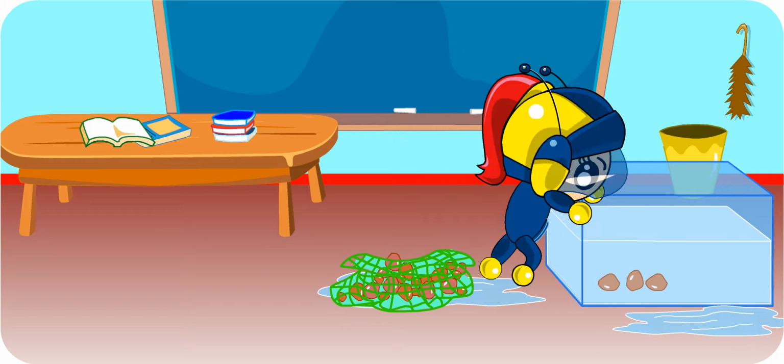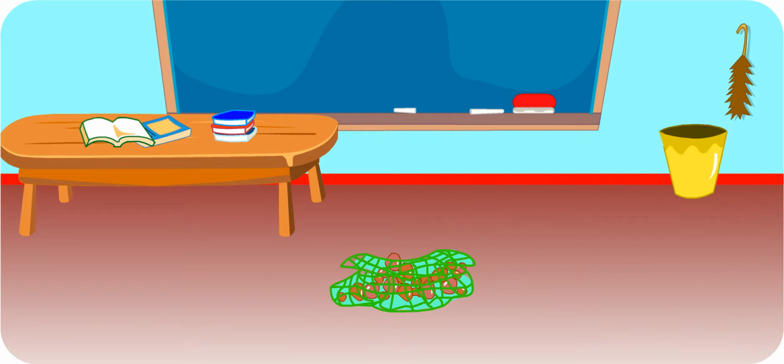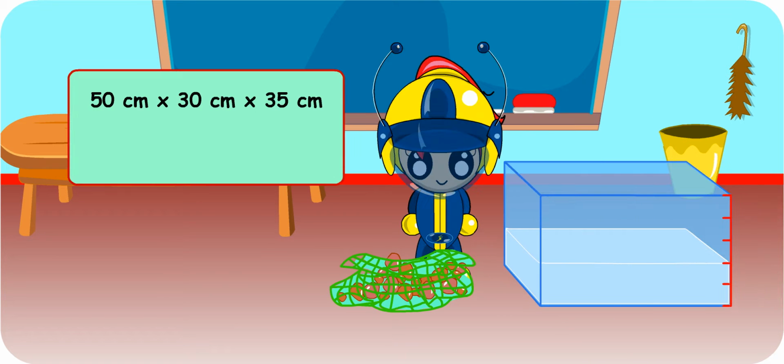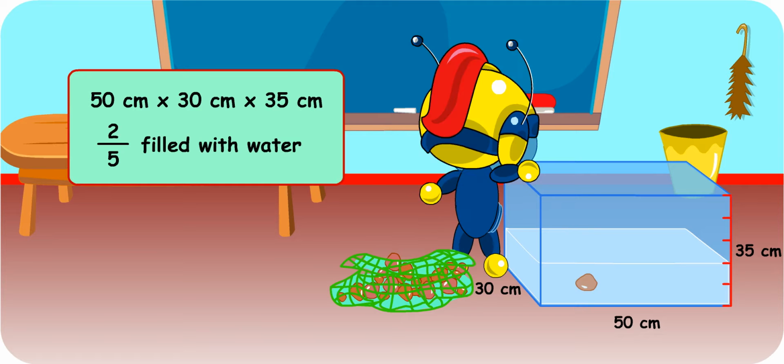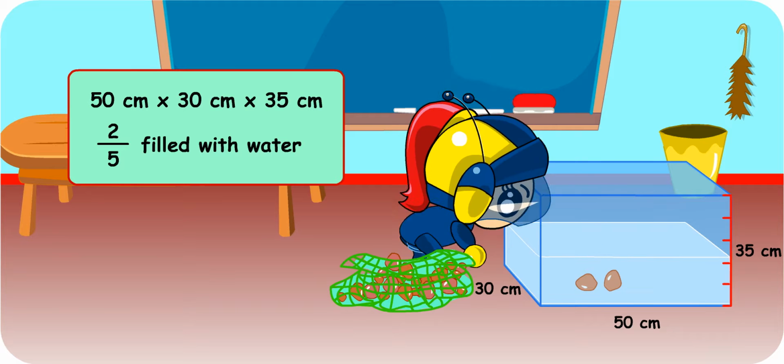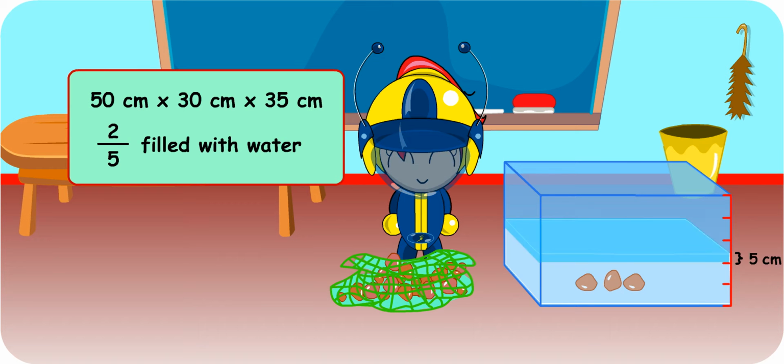Good. Let's look at a slightly more challenging example. A tank measures 50 centimeters by 30 centimeters by 35 centimeters and is 2/5 filled with water. 3 identical stones are put into the tank, and the water level rises by 5 centimeters. Find the volume of each stone.